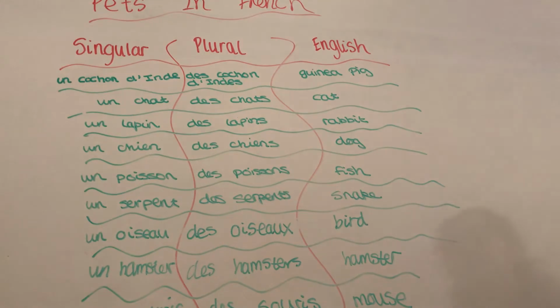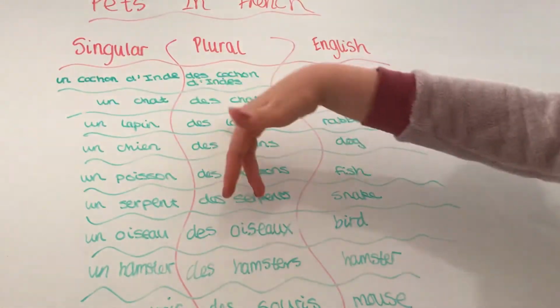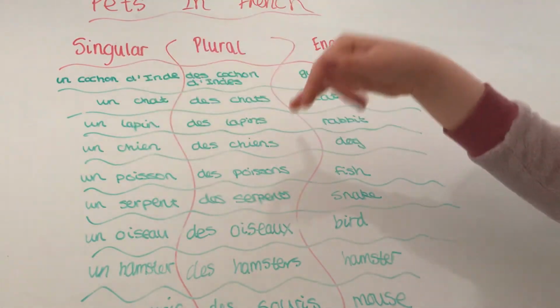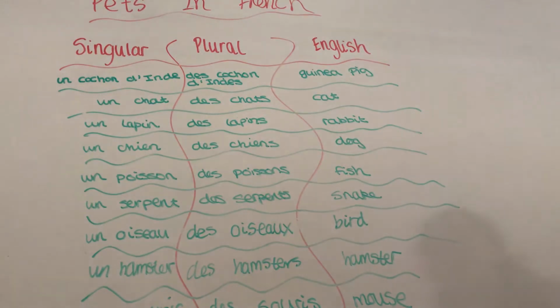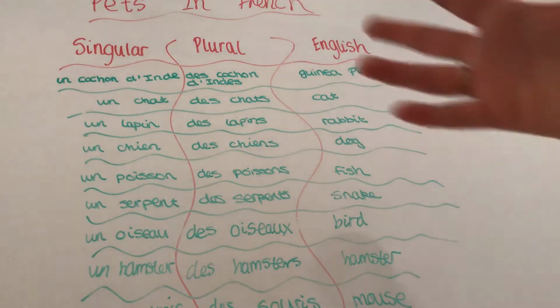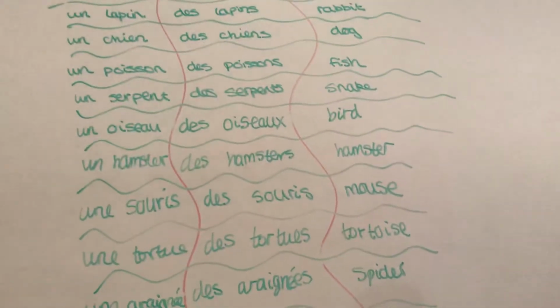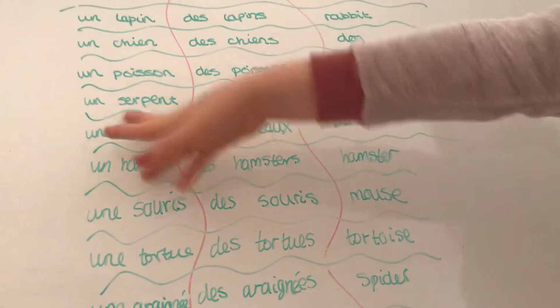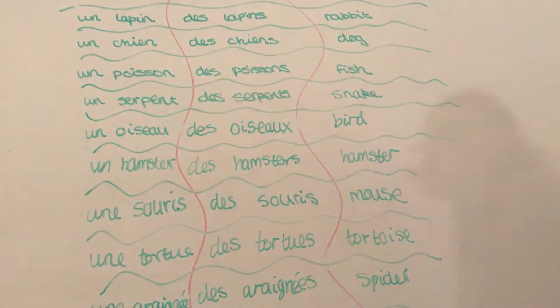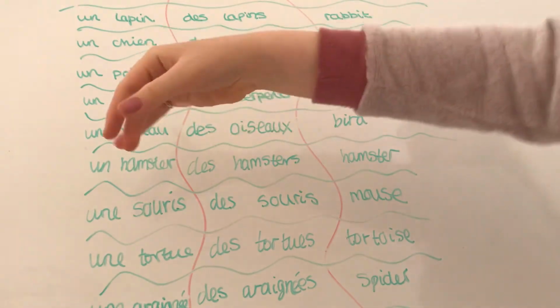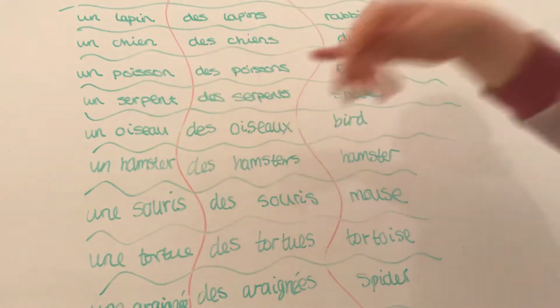Rabbit is un lapin or des lapins, and how this works is you change your un, which is masculine, to your des, and it goes from no S on the end to an S on the end to make it plural. A dog, un chien, des chiens, and that goes from un to des, and then S goes on the end for the plural. Fish, un poisson, des poissons. So your un changes to des and you put an S on the end. And you've got un serpent and des serpents for snake. So what changes is your un, which is masculine, goes into a des, and the serpent, which has no S on the end, changes to having an S on the end.